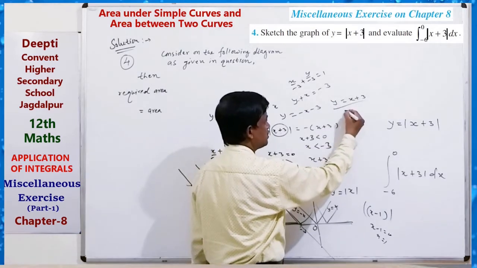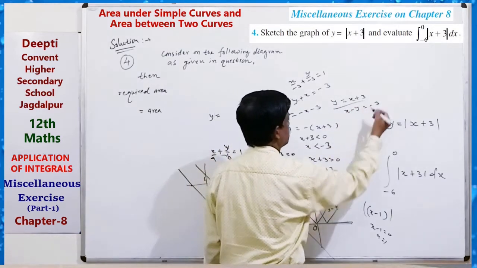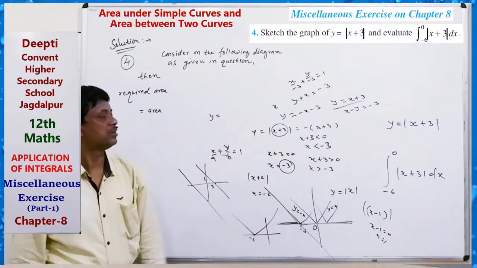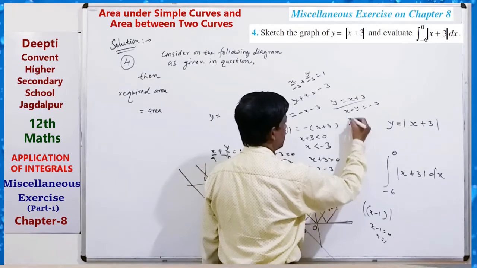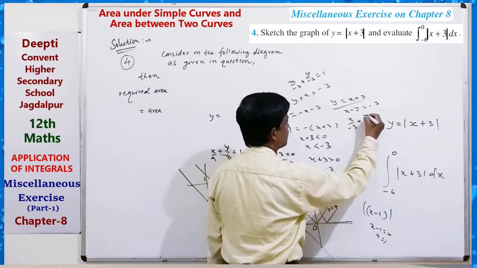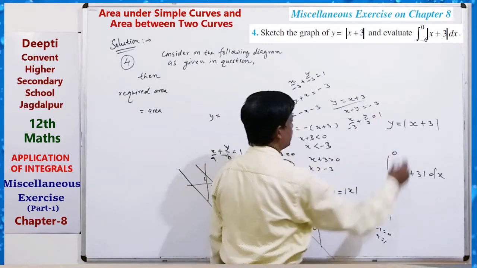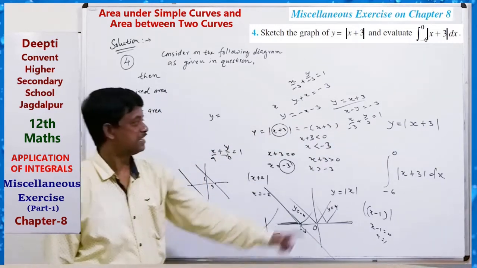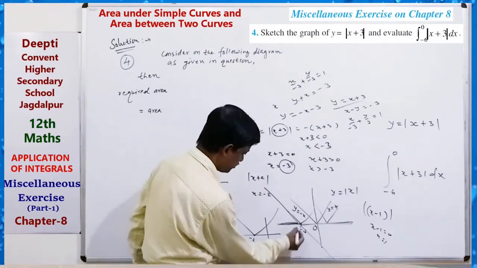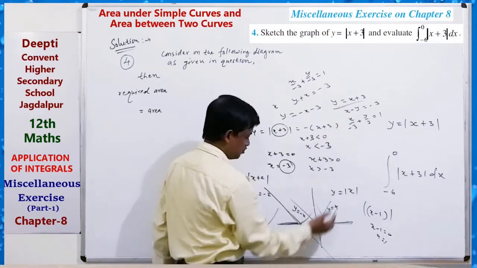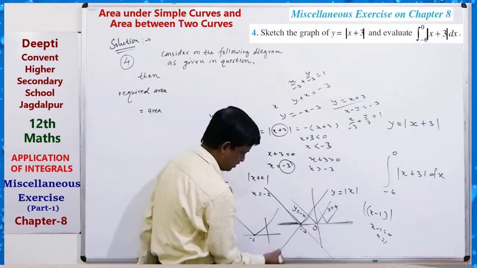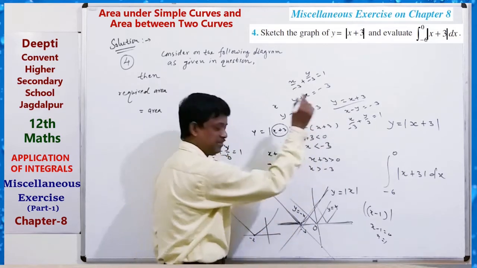We can write it like this: x minus y equals minus 3. So here the intercept form is x by minus 3 plus y by 3 equals 1. That is a equals minus 3 on the x axis, b equals 3. So the graph is this.